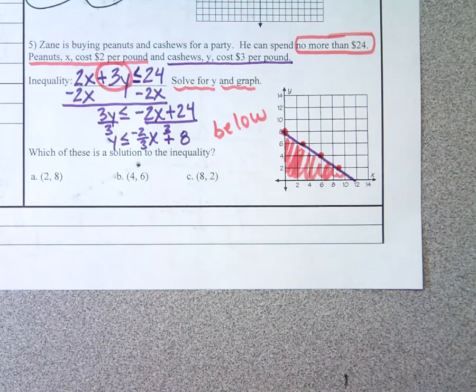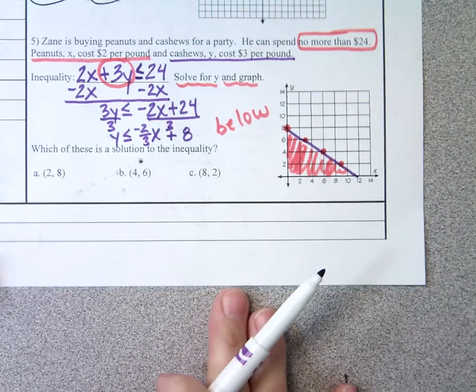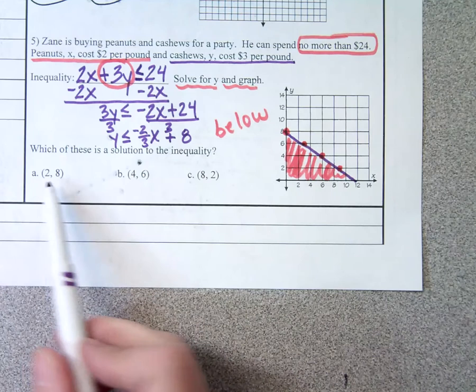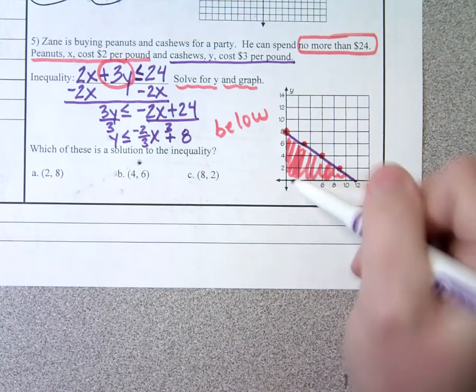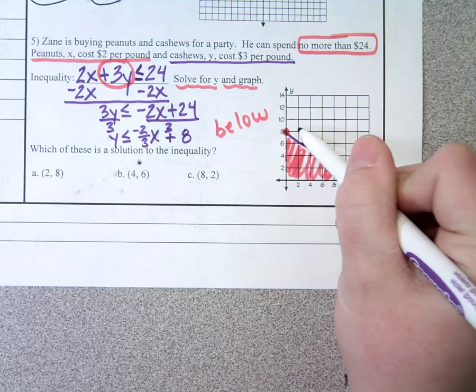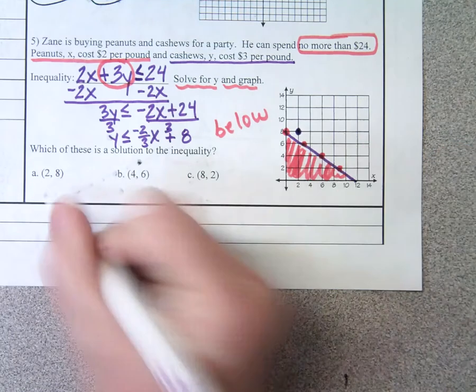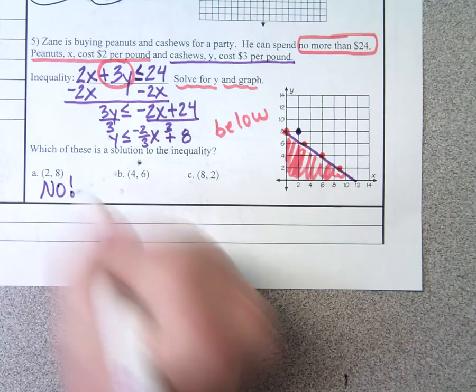Now, let's see which of these are a solution to the inequality. 2, 8. Let's see if it's in the shaded section. I go right 2, I go up 8. Is 2, 8 in that shaded section? No, sirree Bob, it is not.